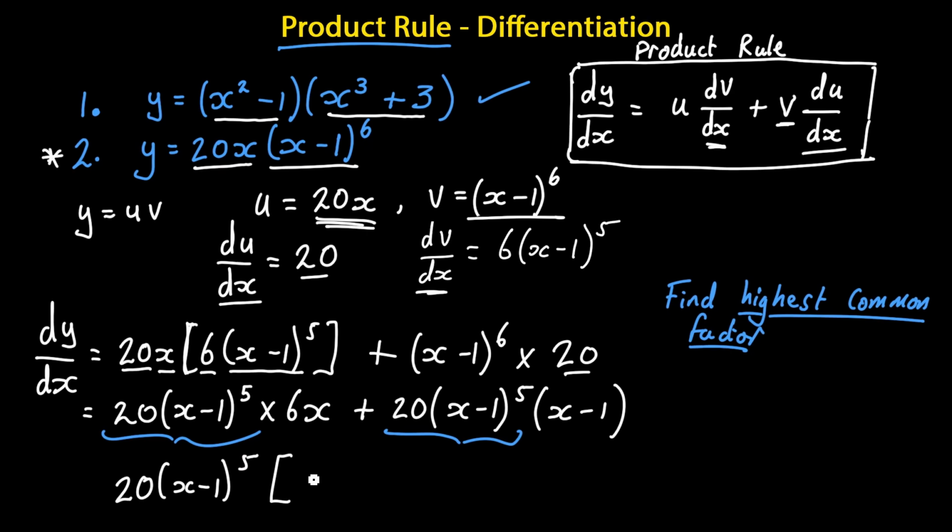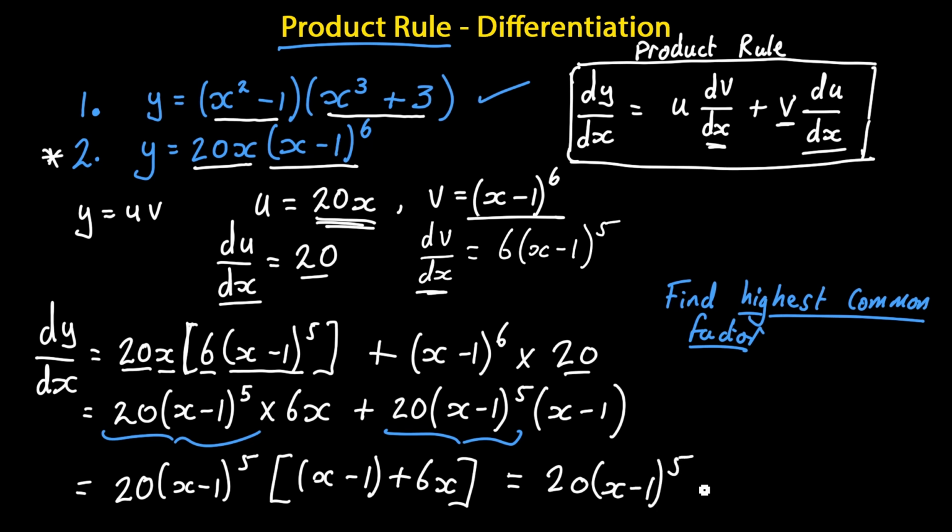And we can move this term outside of some brackets here, and we end up with 20 multiplied by (x minus 1) to the power of 5, open square bracket, x minus 1 plus 6x, close square bracket, and then we can simplify this down to this final term here, 20 multiplied by (x minus 1) to the power of 5, multiplied by (7x minus 1). And that's the derivative of the second equation here. And that's just a couple of examples of how to use the product rule in differentiation.